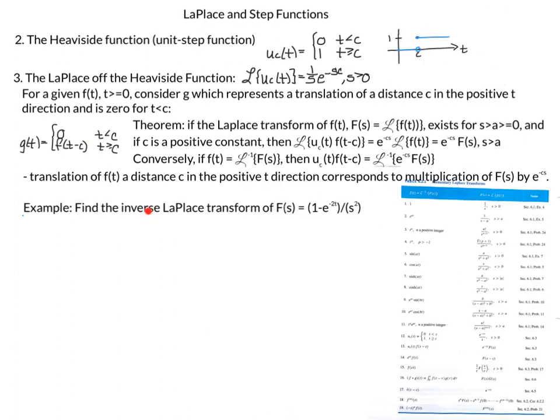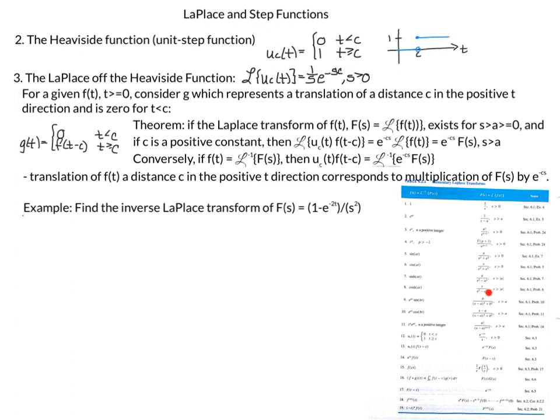Our next example is to find the inverse Laplace transform of capital F(s), which is equal to (1 - e^(-2s)) over s squared. The first thing to do is to break this apart into two fractions, since we don't have anything with an s squared on the bottom.